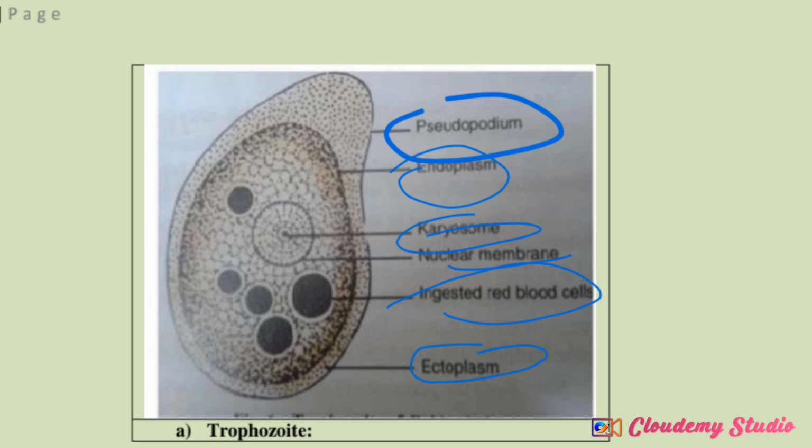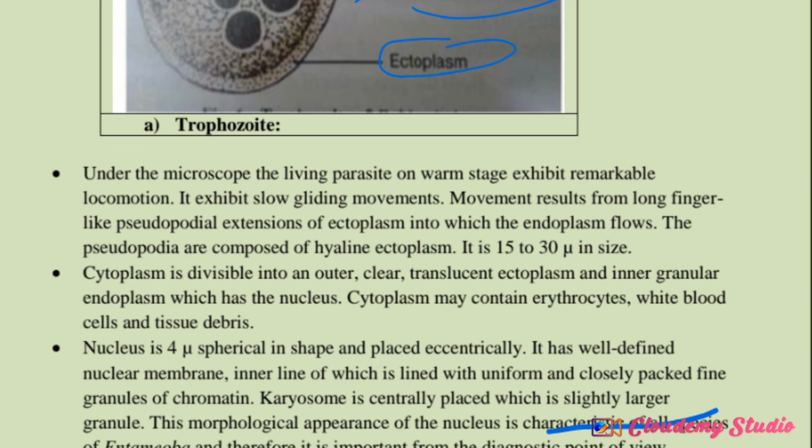And both the ectoplasm and the endoplasm form the what? They form the cytoplasm. You understand? Now, they are the vegetative or the feeding phase of an amoeba. That is the trophozoite stage. And they are amoeboid in shape.